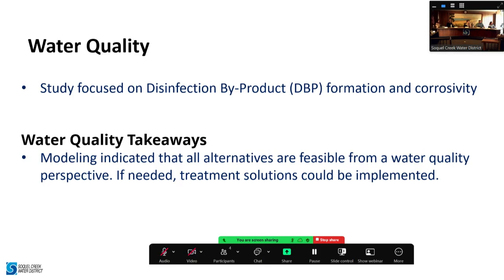It also informed the water quality. This was technical memo 5. That focused on when our water systems are connected and transfers are occurring, how does that change disinfection byproduct formation and corrosivity? The takeaway was that all of the alternatives are feasible from a water quality perspective; nothing stood out as not being able to be treated. There's already a planned treatment in the city of Santa Cruz for some corrosivity, I believe. So that was good news there.